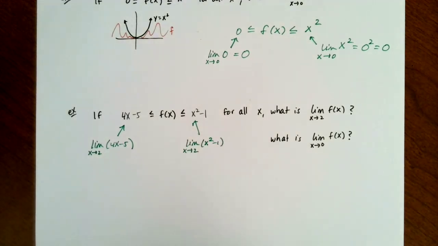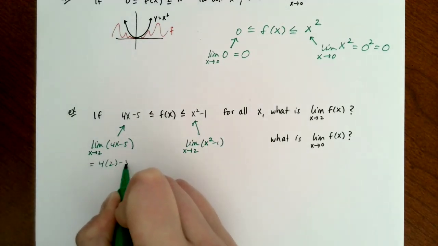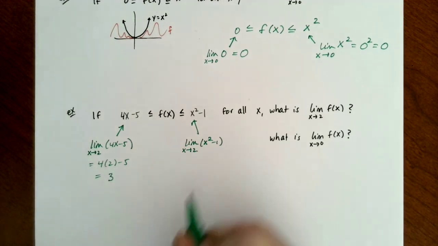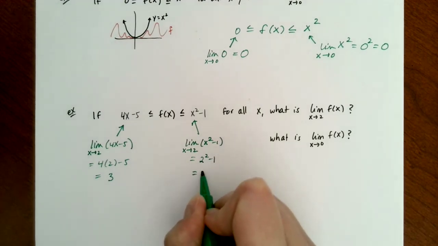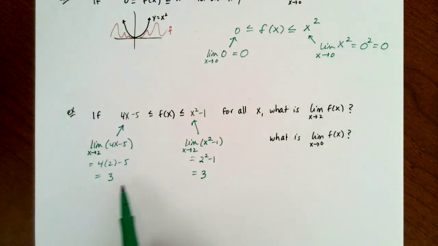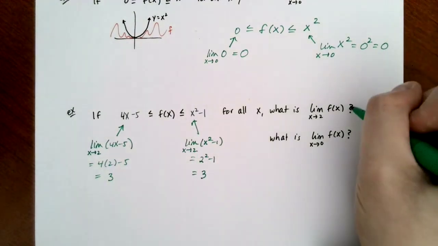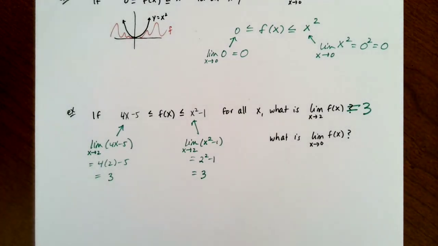Each of these is a continuous function where we can just plug in 2. The first one I get 8 minus 5 is 3. The second one I get 4 minus 1, also 3. And I say, oh, okay, so it's squished between these two functions. Both of these functions are going to 3. So mine is also going to 3. That's my answer for the first part of the question.